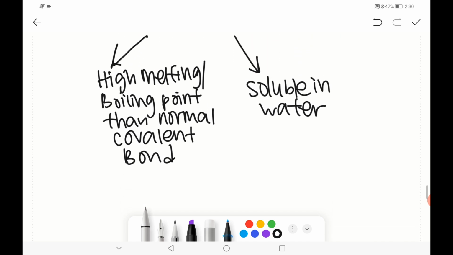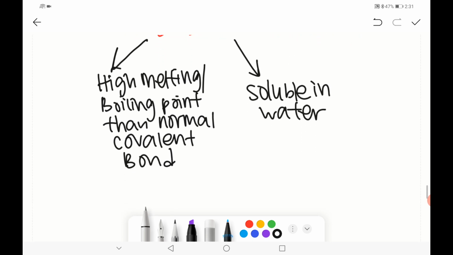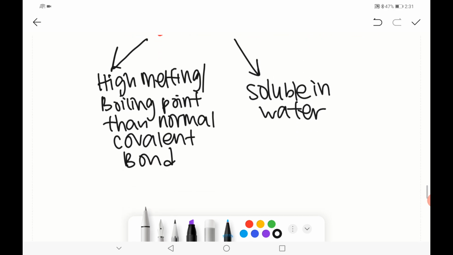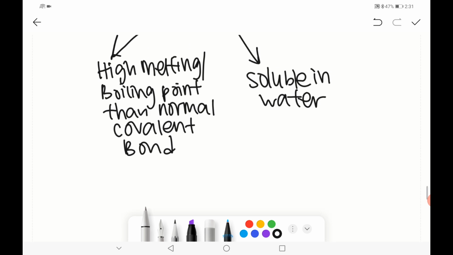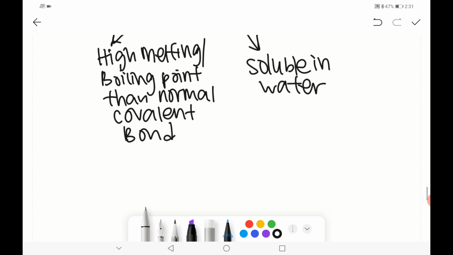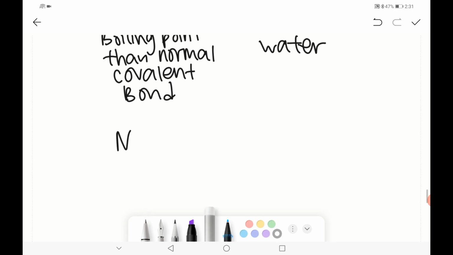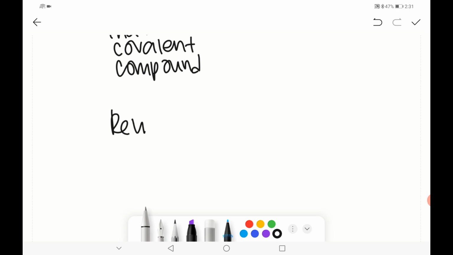So the first one: high melting point, high boiling point, compared to normal covalent compound. Sorry, not normal covalent bond, my bad, normal covalent compound. Let's do a very quick revision and recap.